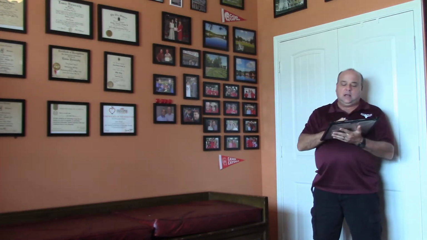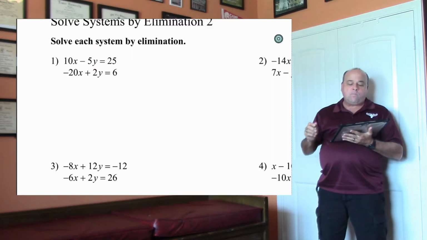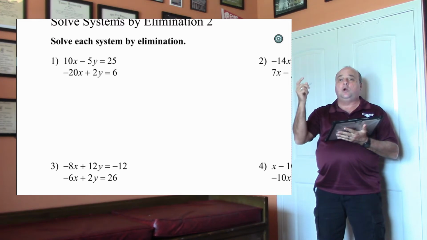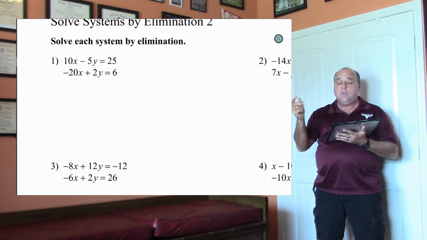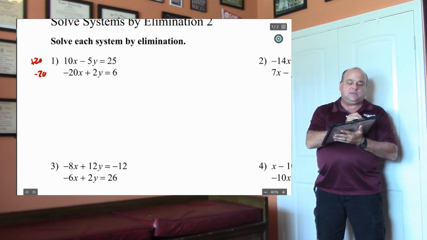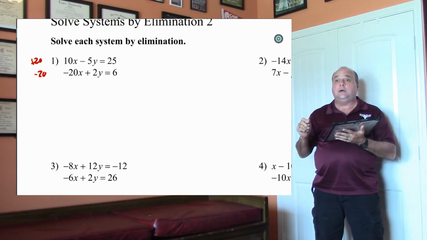So let's get going. Let's do number one. Notice on number one, I'm starting you off where you're going to have to multiply one of the equations. I think on 1 to 6, you've got to multiply one of the equations. So let's look at number one. What's the biggest number in your X's? It's the 20, right? What's the opposite of negative 20? So my biggest X is negative 20. Its opposite is plus 20, right? I could multiply that 10 by 2 to get the plus 20, couldn't I?